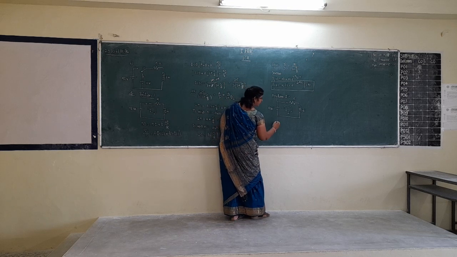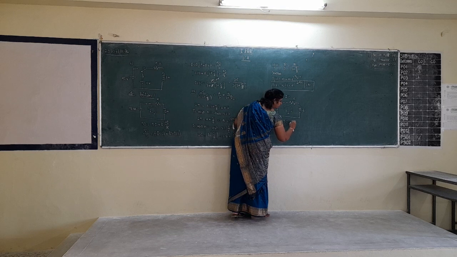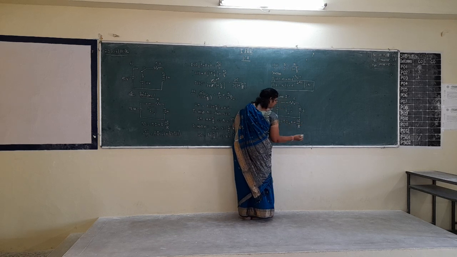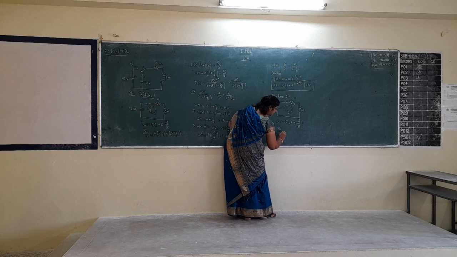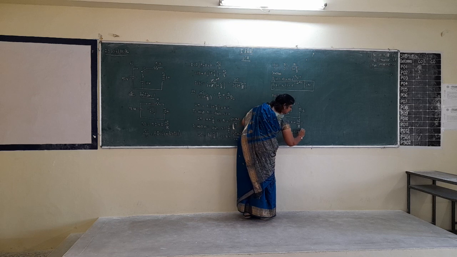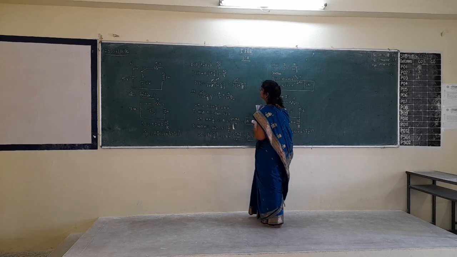So again applying KVL equation, 10 will be equal to 5 times of I2 plus 2 times of dI2 by dt. Taking Laplace, 10 divided by s will be equal to 5 into I2 of s plus 2s I2 of s.